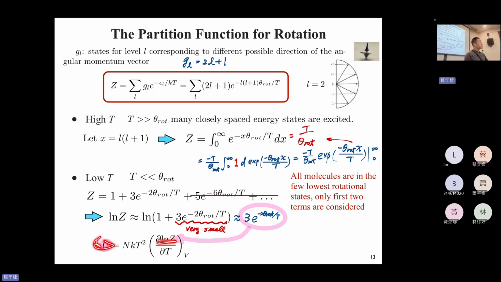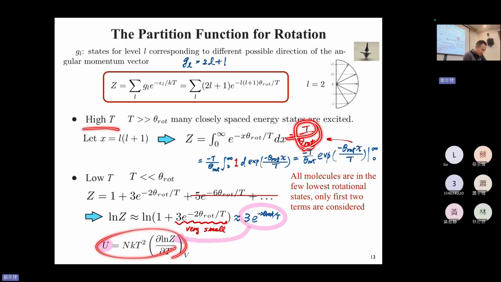U 要使用 natural log z,所以我们先把前2项放进去。我们会发现这个3 exponential 负2 theta ROT 除以 t 非常小,因为 theta ROT 非常大,exponential 负的很大就会超小,所以远小于1。还记得 natural log 1 加 x,如果 x 远小于1,就约等于 x,代入进去以后,我们就会得到 U 的值。好,等一下我们要用到这两个东西。Alright, so we will use this and that.